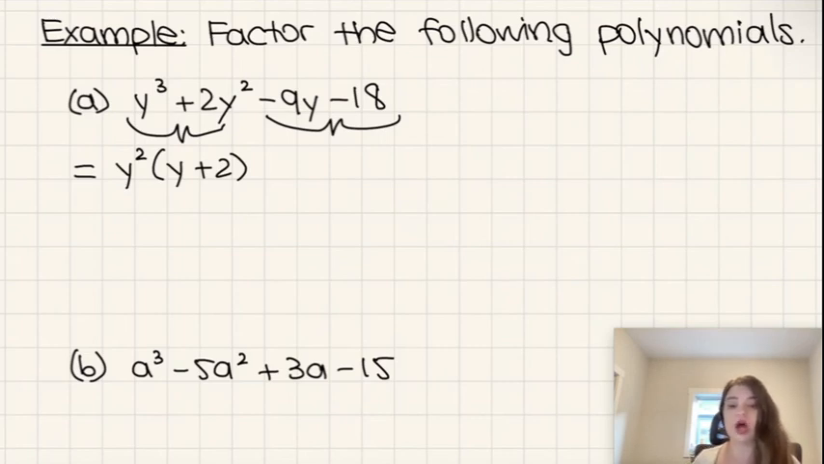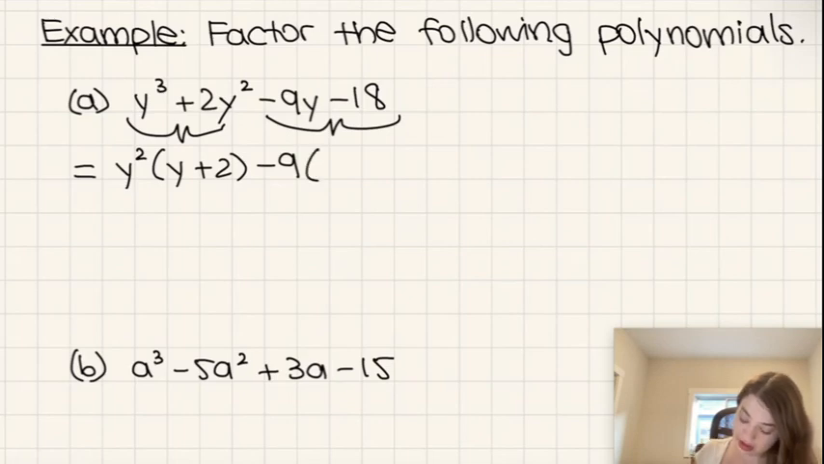Okay, then we have negative 9y and negative 18. So what is the greatest common factor between those? Well, that'd be negative 9. So negative 9 goes here. Then I'm going to put y here, since negative 9 times y is negative 9y. And then plus 2, because negative 9 times 2 is negative 18.